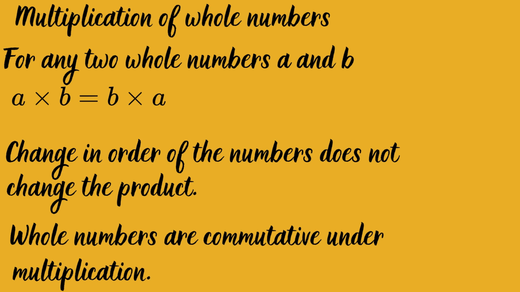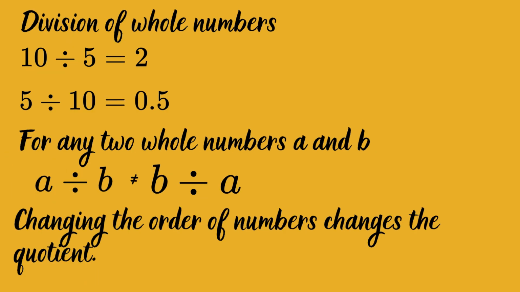under multiplication. Now, let's look at the last operation, that is division of whole numbers. Let's look at the commutativity of division of whole numbers. Let's take the example of two whole numbers again, 10 and 5. If we do 10 divided by 5, you get 2. And now if we change the order and do 5 divided by 10, we get half or 0.5.